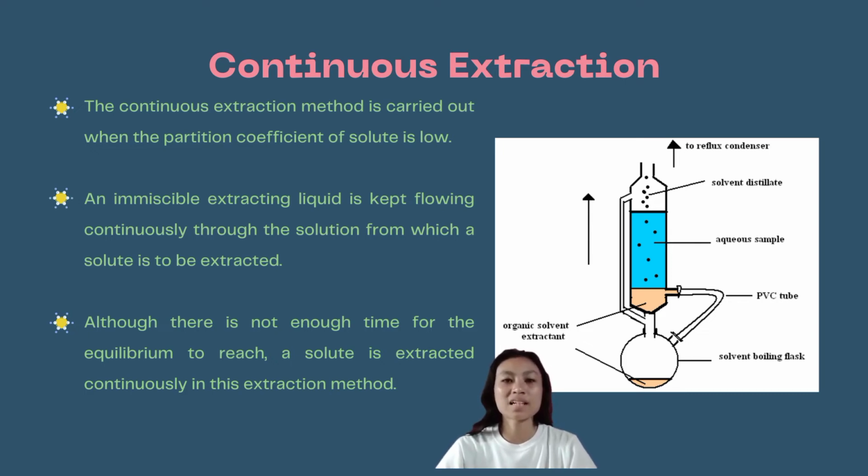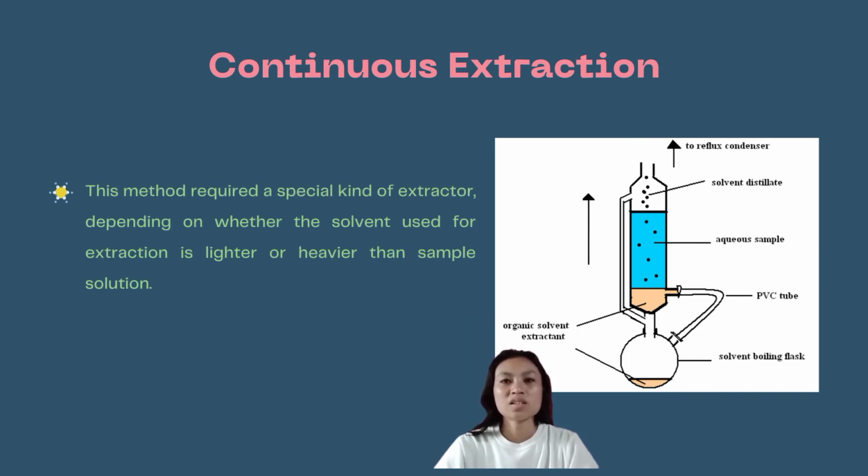When the solvent cannot easily be distilled, a continuous supply of fresh solvent may be added from a reservoir. Continuous extraction requires a special kind of extractor depending on whether the solvent used for extraction is lighter or heavier than the sample solution. This extractor is called the Soxhlet extractor.